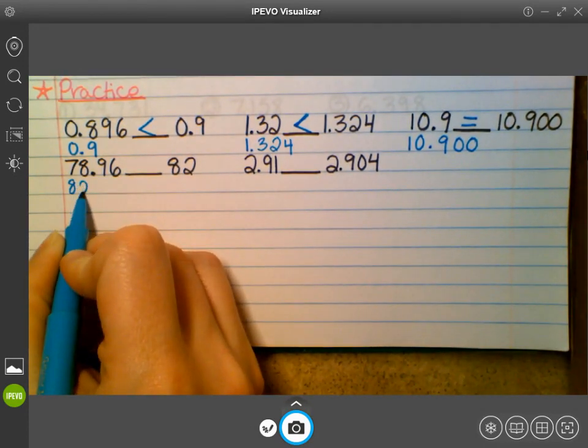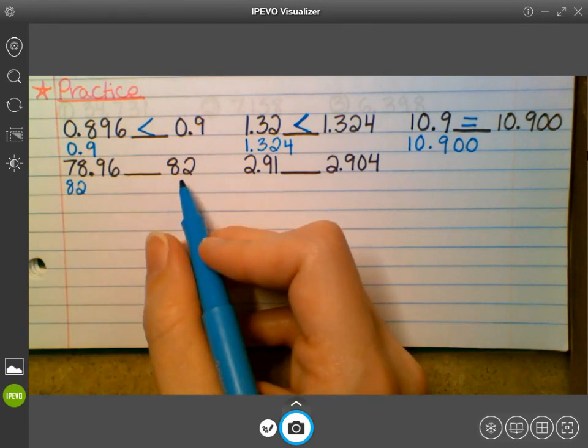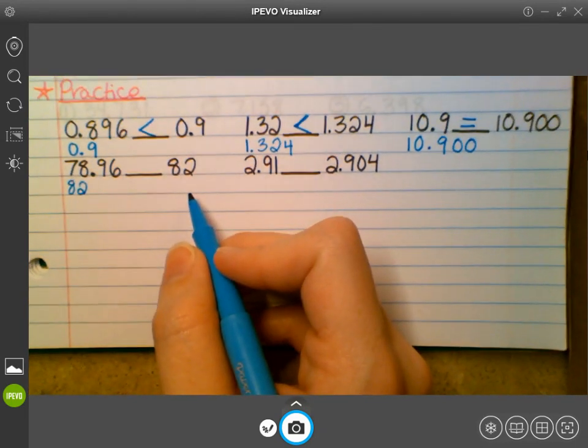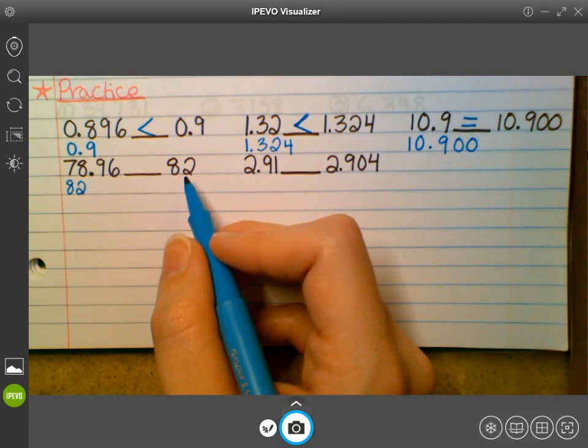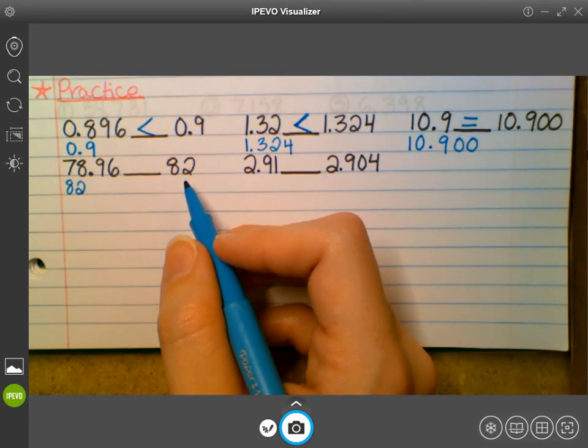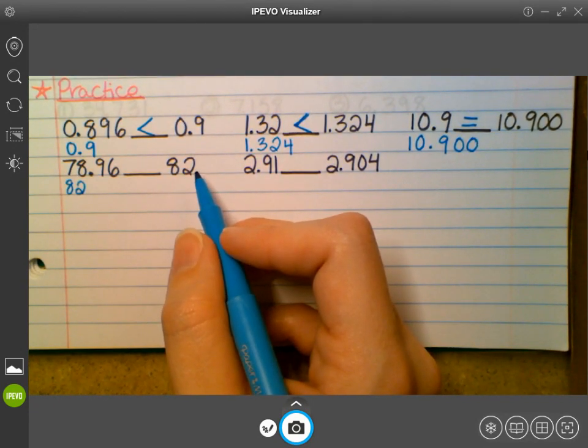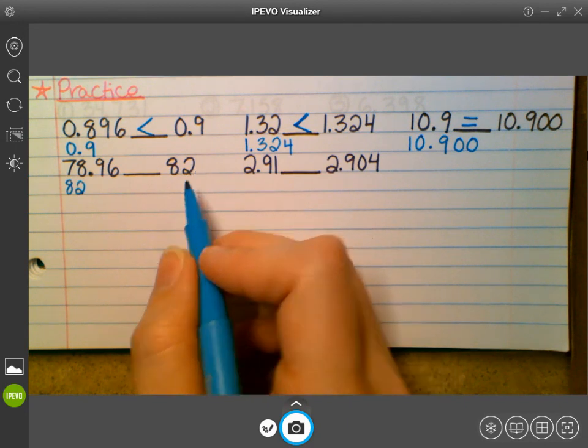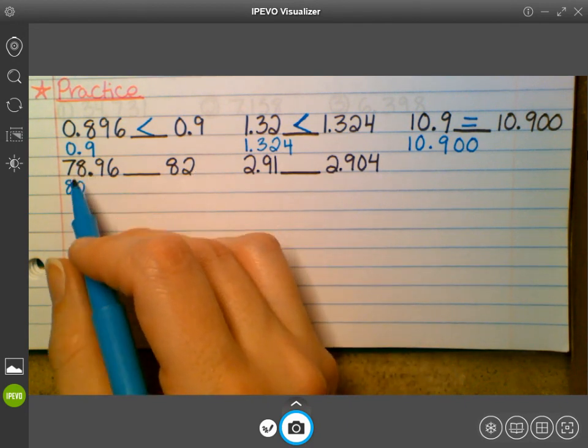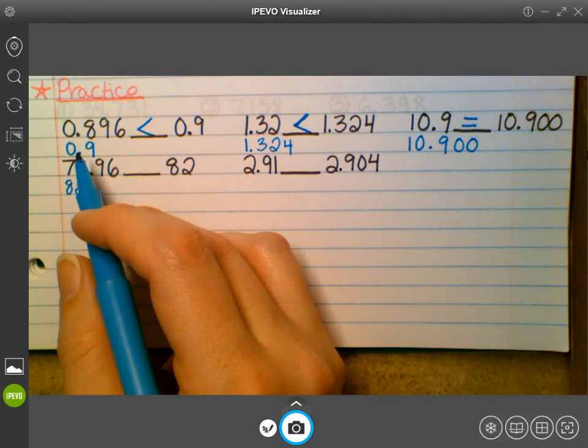Now, I had a lot of people asking, Miss E, is this a whole number? Yes. Where is the decimal always in a whole number? It's after the what? It's after the ones place. So that decimal is imaginary and it's right here. So when I line it up, I'm making sure it's lining up with the whole numbers in the first problem.